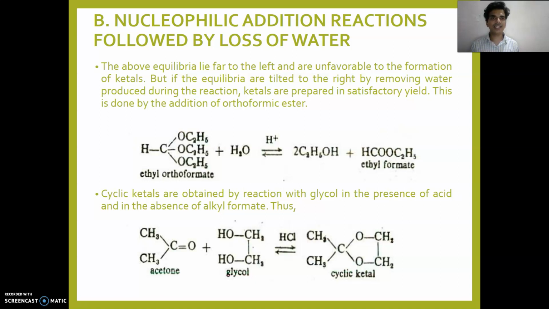But if the equilibrium is tilted to the right by removing the water produced during the reaction, ketals are prepared in satisfactory yield, and this is done by the addition of orthoformic ester. Ethyl orthoformate, on addition of water, gives ethyl formate and alcohol. Cyclic ketals are obtained by this reaction with glycol. Acetone with glycol in the presence of acid gives the cyclic ketal.